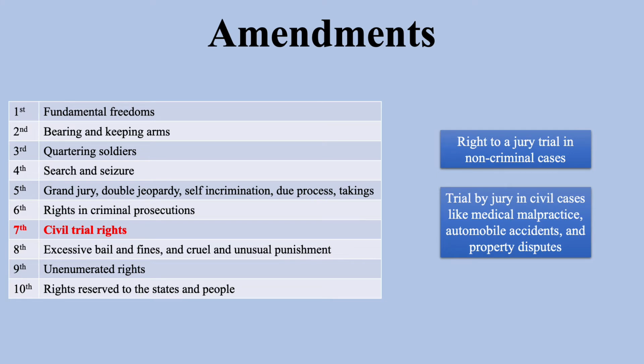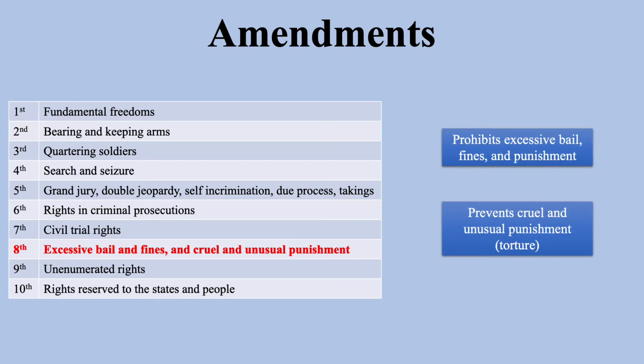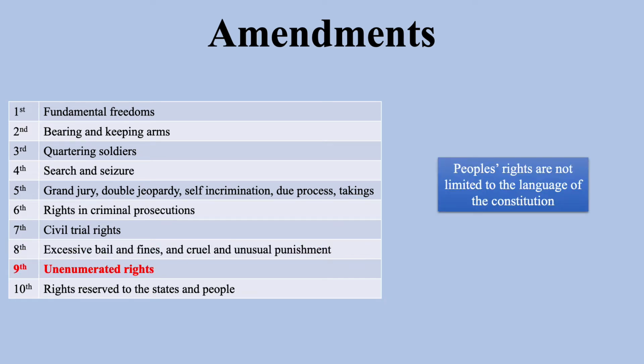The Seventh Amendment gave the right to a jury trial in civil matters that are unrelated to criminal prosecutions, like medical malpractice cases. The Eighth Amendment prevents the use of excessive bail to unjustly imprison the accused and prevents the government from torturing the accused. The Ninth Amendment acknowledges that our rights are not limited to those specifically stated in the Constitution or the Bill of Rights, like the right to travel.